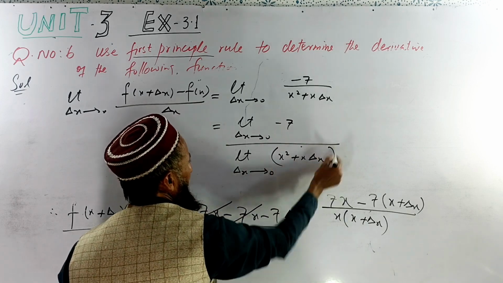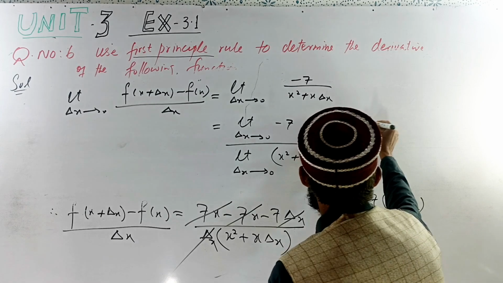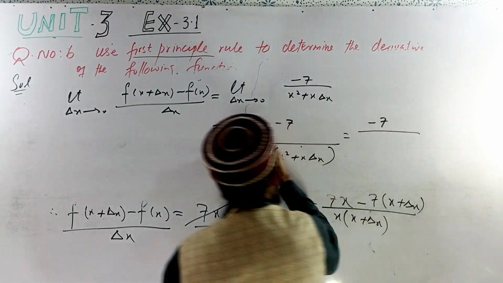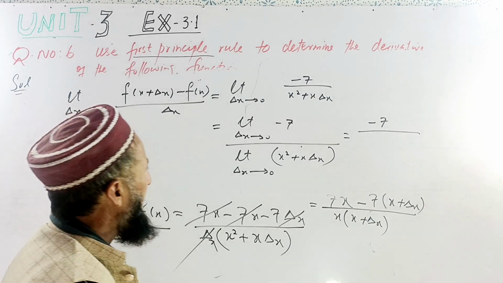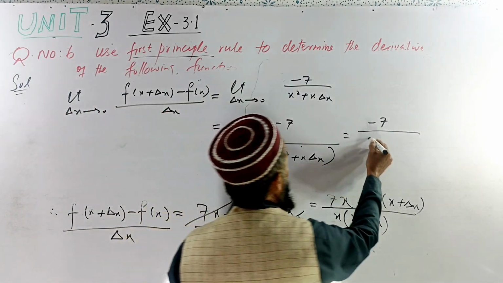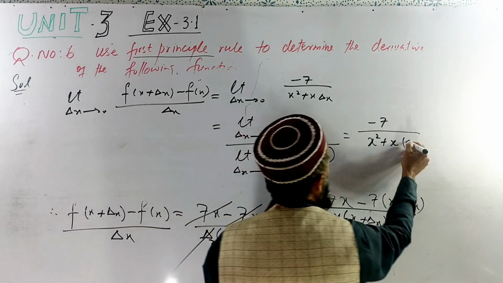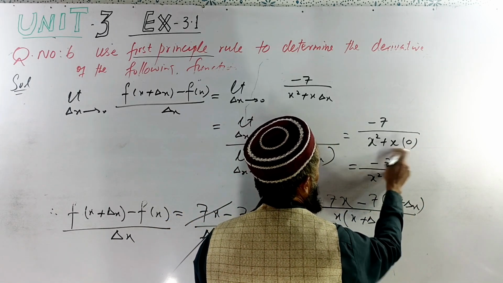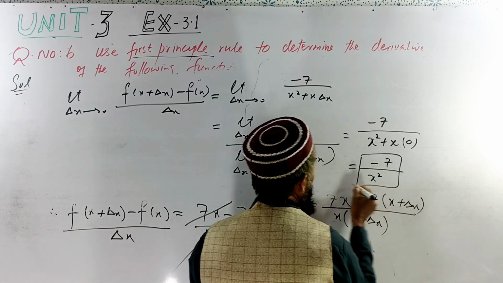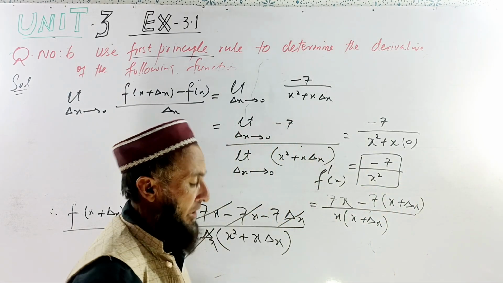Also we apply this limit on both terms when expanding. So the numerator result is minus 7 because delta x is not available, so the constant value stays. Similarly, we get x square plus x into delta x; in place of delta x we put 0. The answer is minus 7 divided by x square. We get the first derivative of the function as minus 7 divided by x square.